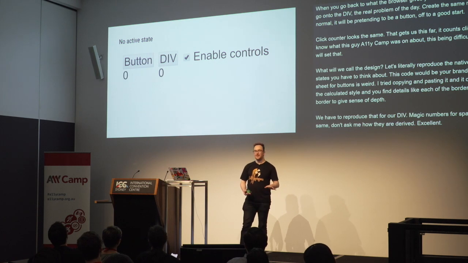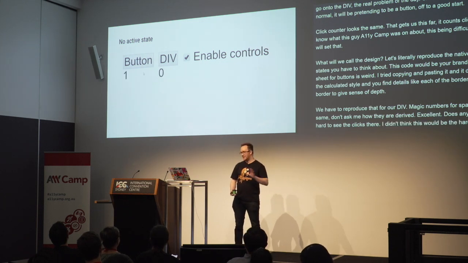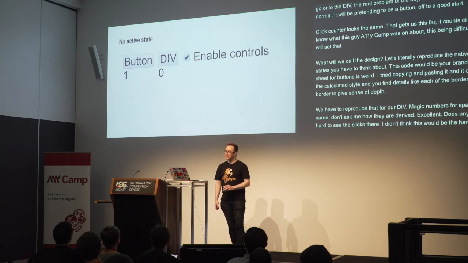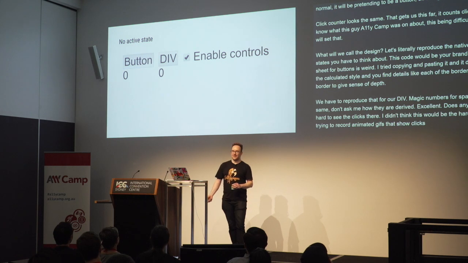So here's the thing I didn't think would be the hardest thing about this presentation. Trying to record animated GIFs that show clicks. I wasted several evenings, and I'm sorry, this is what you're getting now. But if you can sort of see, there's no active state when the div is being clicked. So it works, but you can't tell that it works.